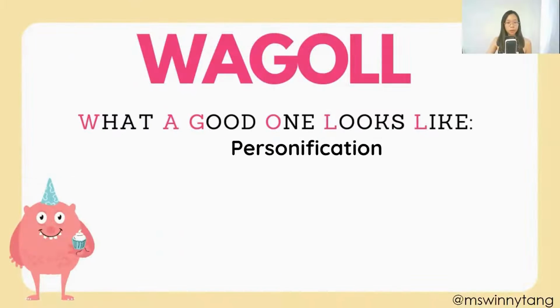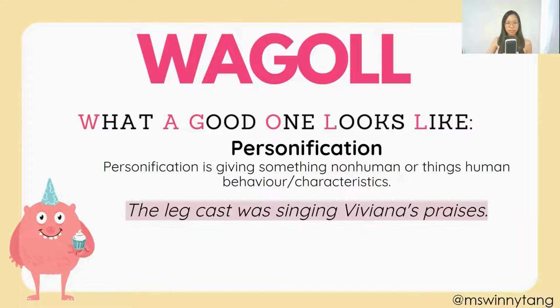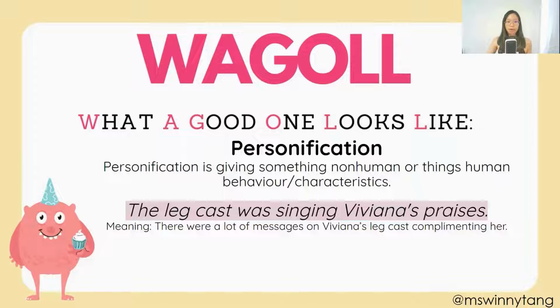You can also include personification. Personification is giving something non-human or things human behavior and characteristics. So for example, the leg cast, which is a thing, was singing Viviana's praises. Now, things can't sing, but we are trying to say that there were a lot of messages on Viviana's leg cast that were complimenting her and praising her.